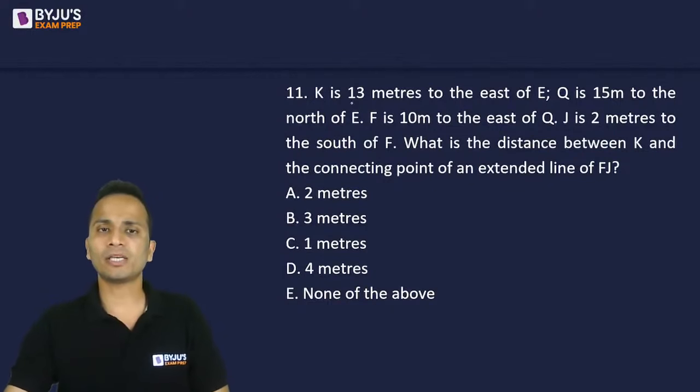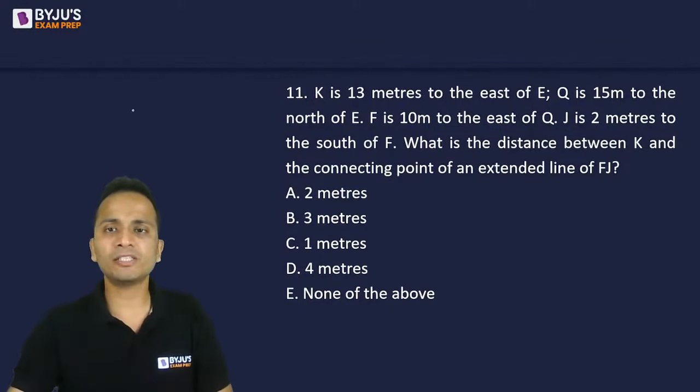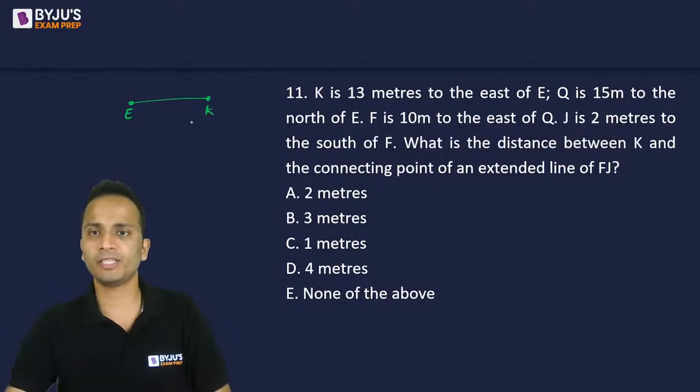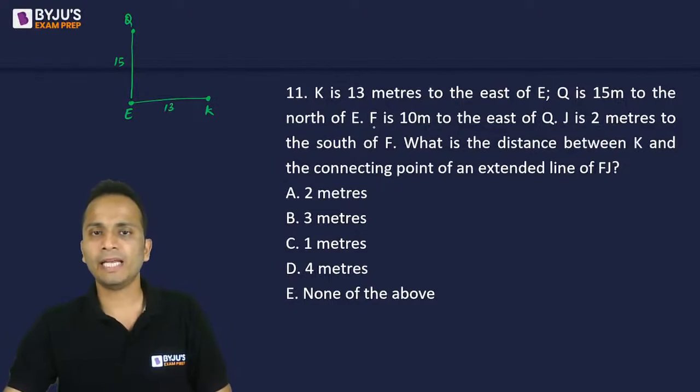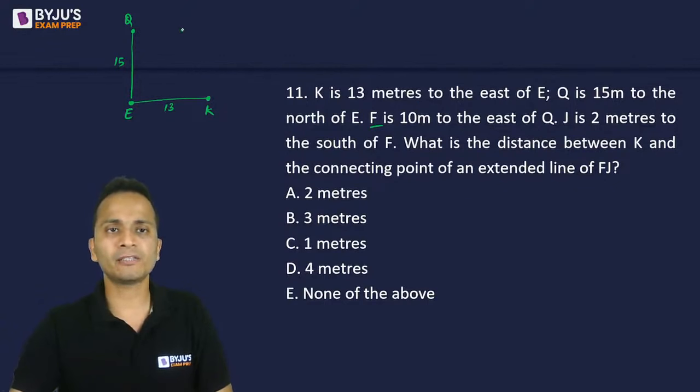Right? Let's quickly solve this one. So K is 13 meters to the east of E. If I assume E here, K will be at this point. Now Q is 15 meters to the north of E, so north of E means it goes up. Q is 15 meters north. This was 13. Next, F is 10 meters to the east of Q. East of Q, 10 meters. So it will obviously be less than 13 meters. So this is 10 meters and this point is F.